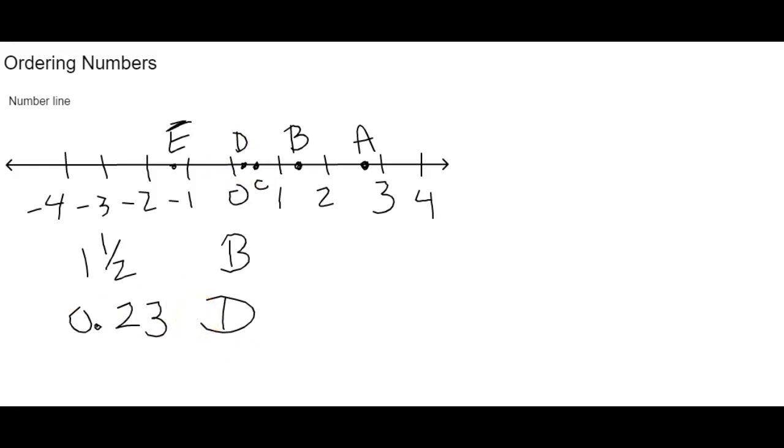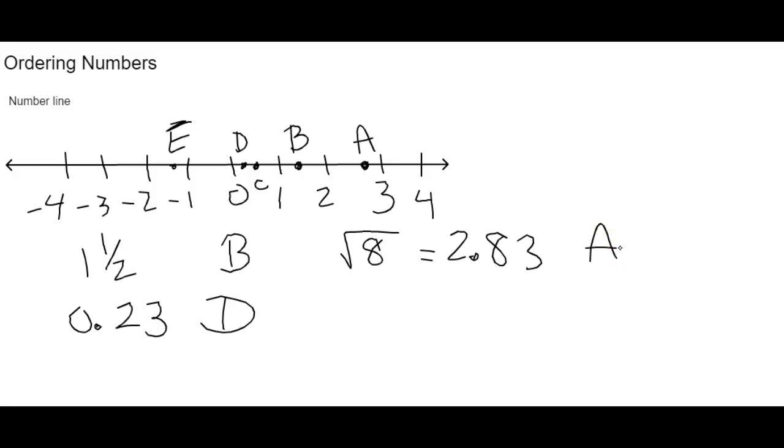Another way they can present it is instead of a fraction or a decimal to use a radical. So let's say we have square root of 8. Now, I'm not really sure where square root of 8 would be on the number line, but I can use my calculator to plug that in. Square root of 8 is 2.83. So that would have to be point A.